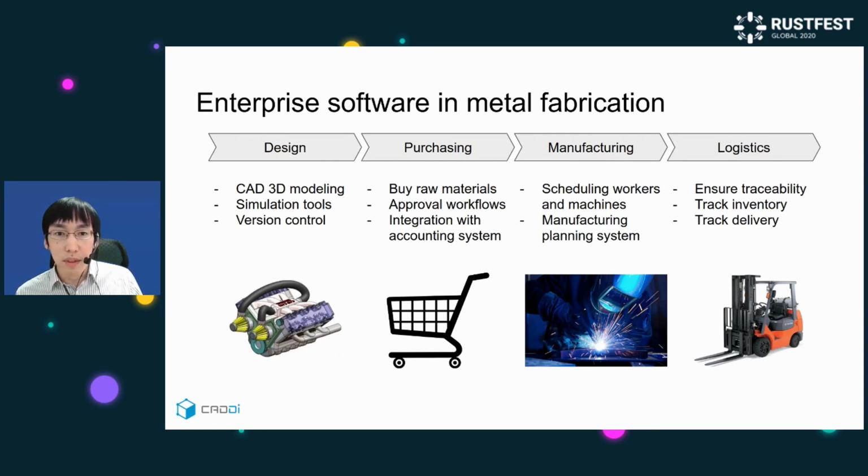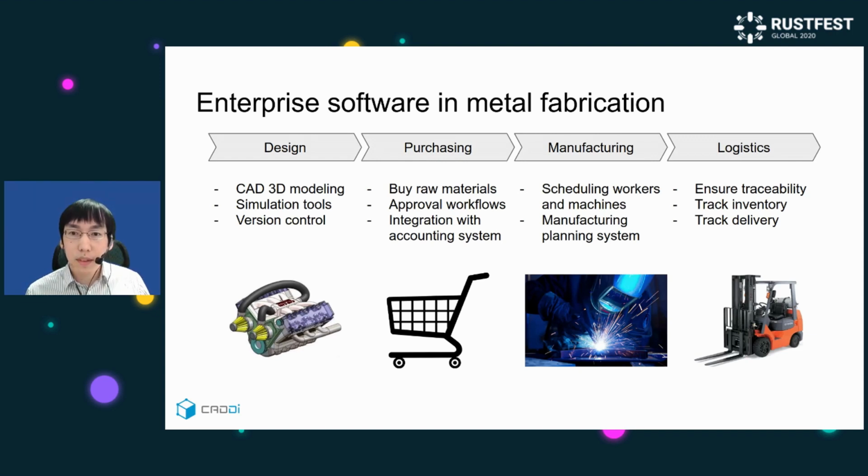Once the design is complete, we need to go and purchase the raw materials. This requires the exchange of money, that requires approval workflows and integration with accounting systems. And once the materials are in hand, then we need to make sure that we utilize these expensive resources, the manufacturing equipment, and scheduling workers and the machines to optimally plan the manufacturing system.